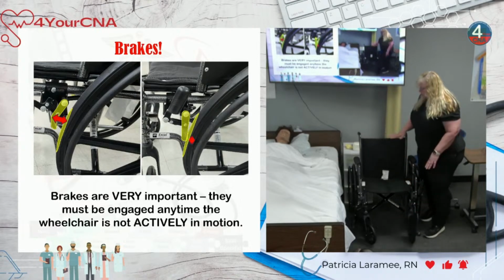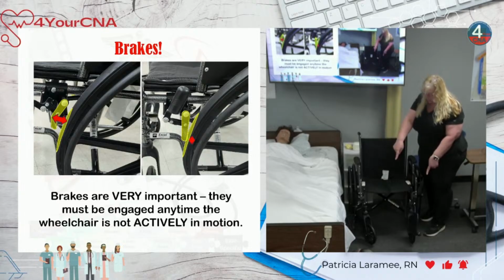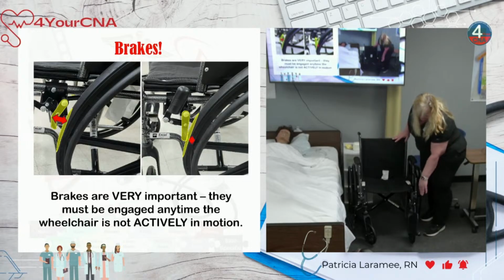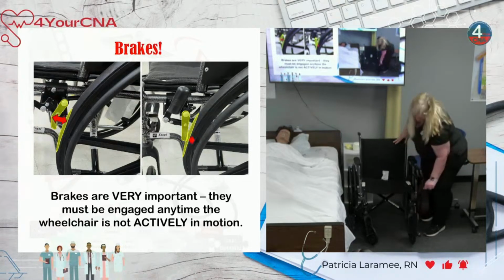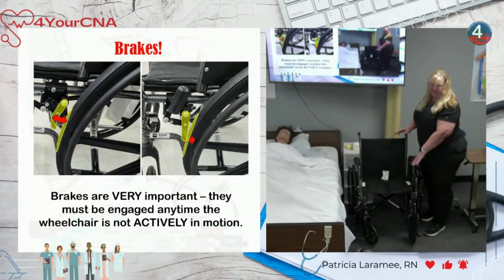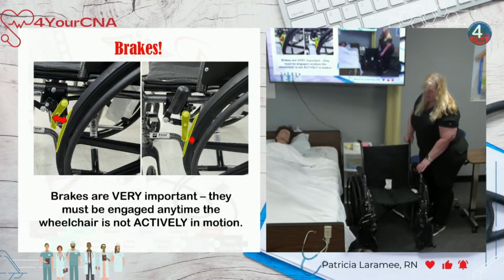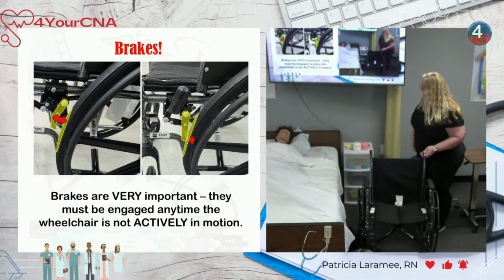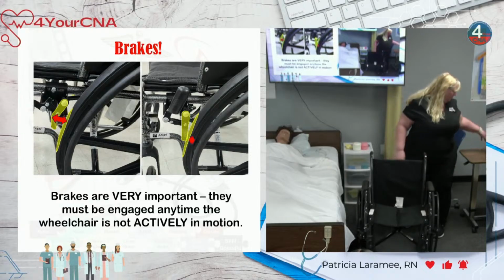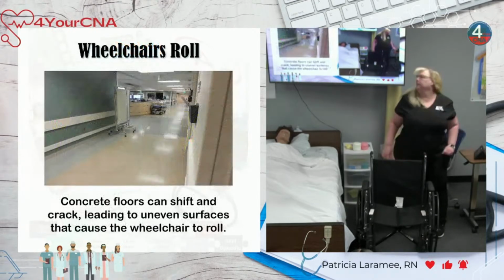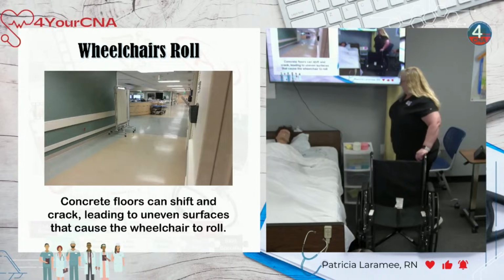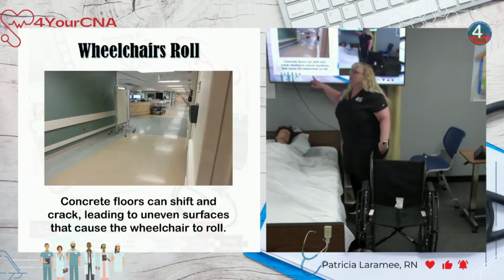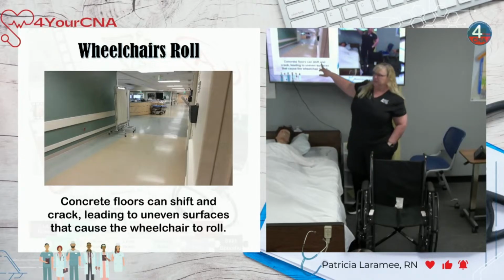So when it comes to a wheelchair, we have the big wheels, we have the small wheels. We have brakes, leg rests, and foot pedals. And then, of course, you have the seat. So these are the parts of the wheelchair. Anytime that wheelchair is not in motion, the brakes should be applied.